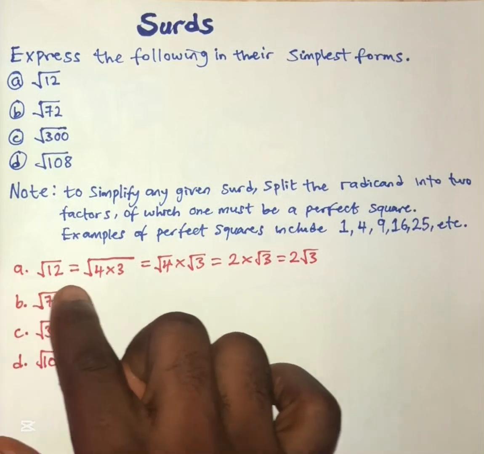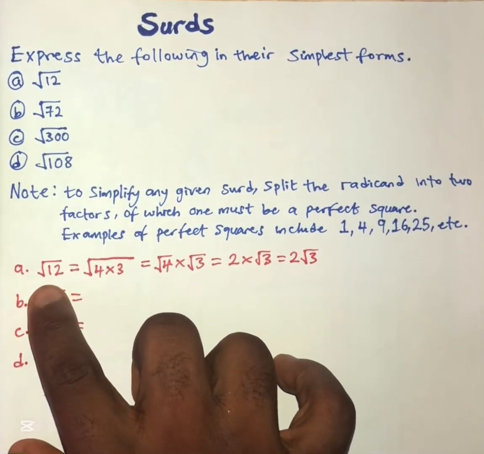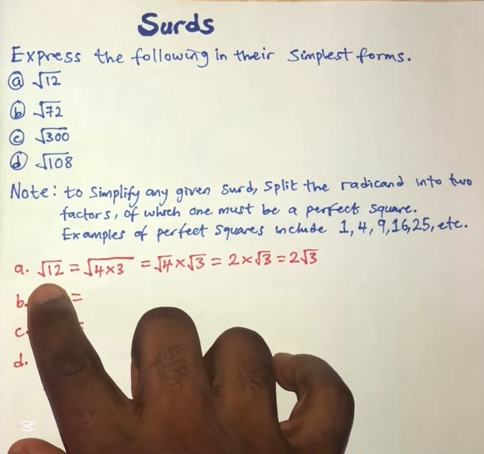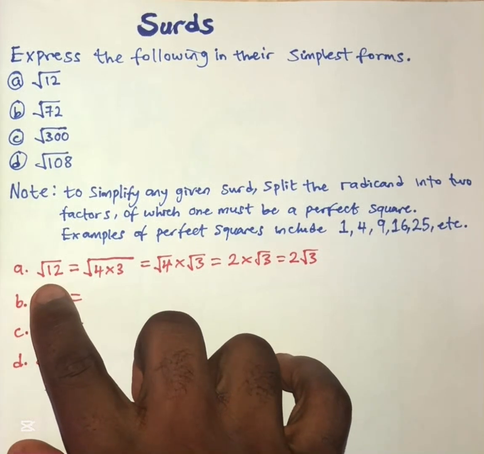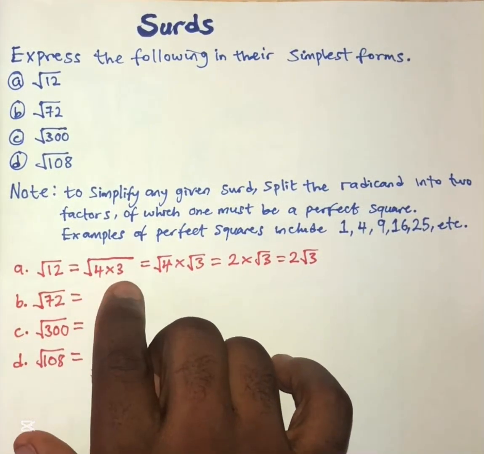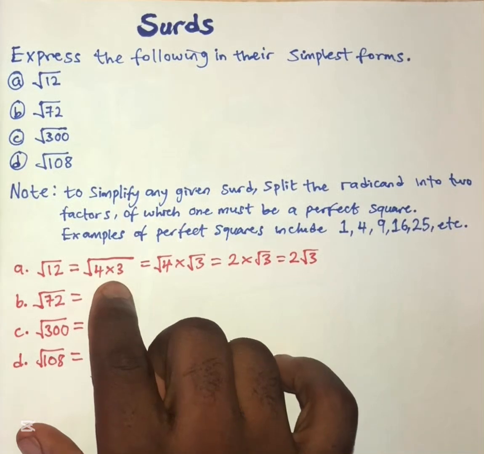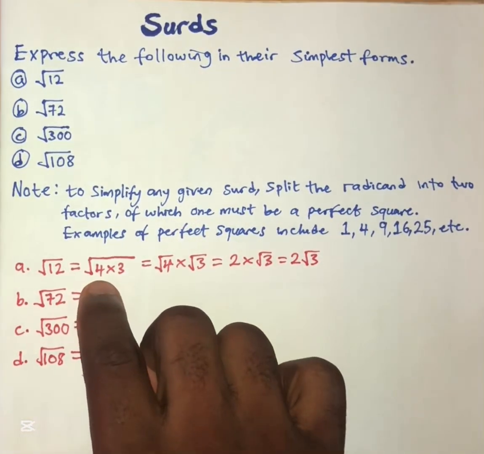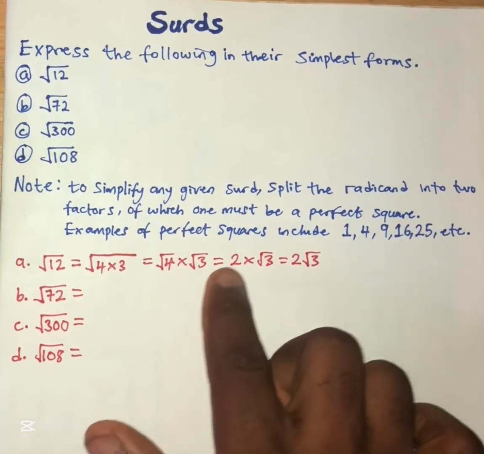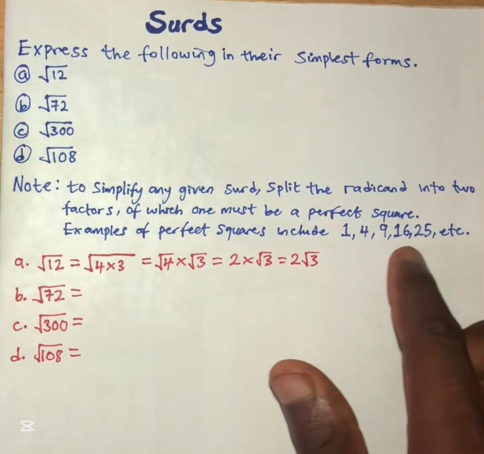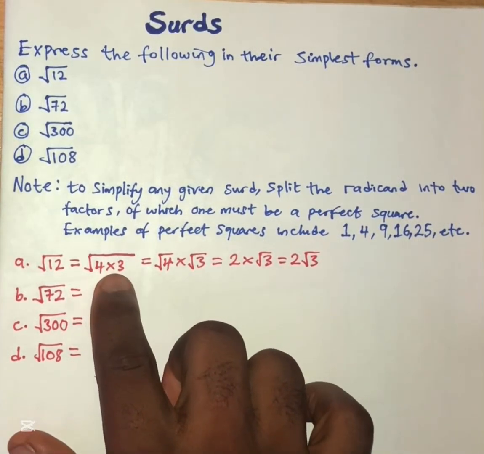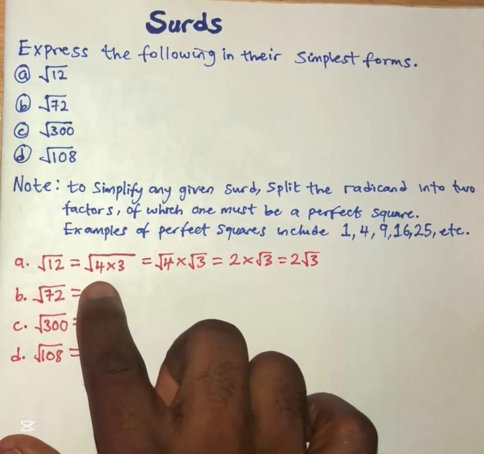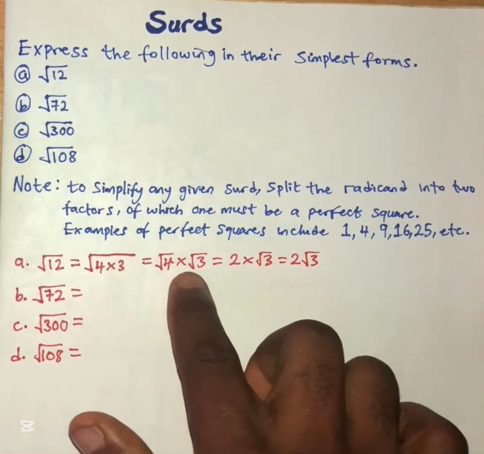So you see in the first example here, to simplify square root of 12, I split 12 into 4 times 3. 4 times 3 is 12, of course. But you observe that 4 is a perfect square. It falls under this category of numbers that I call perfect squares. And once I've achieved that, I can just proceed to split the square root over the numbers.